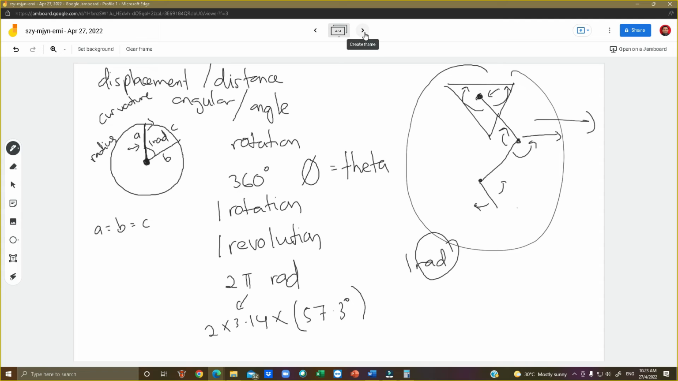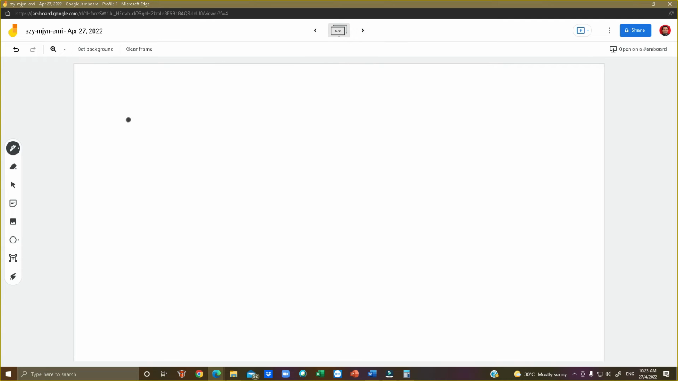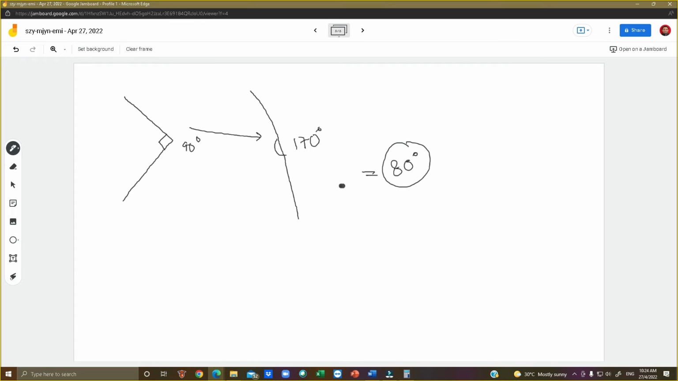Macam mana maksud dia? Maksud dia macam ni. When we talk about angular motion, let's say kan, kita ada lutut macam ni. Okay, this lutut start from 90 degree and then it goes extension. Okay, it goes extension. Now, it become 170 degree. Okay, so the distance covered by this movement is the change, which is 80 degree. This is angular distance.